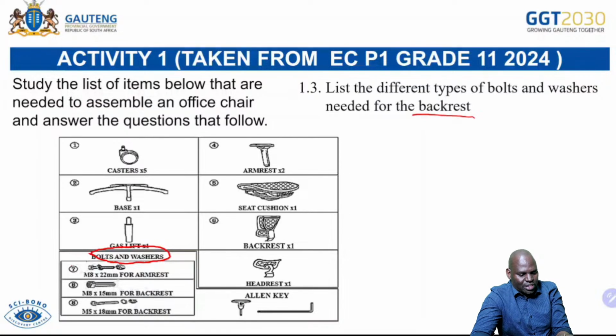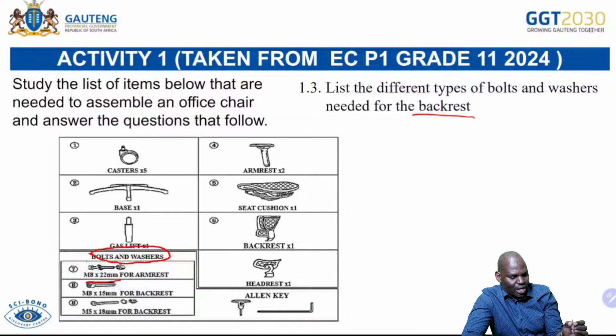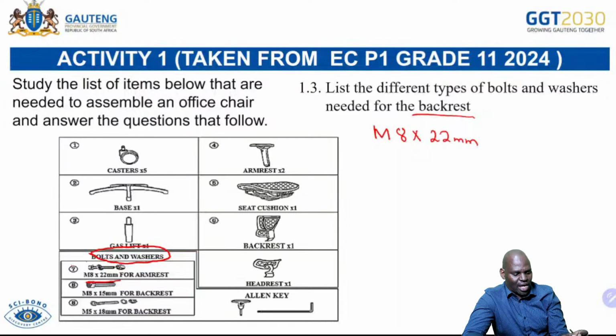If you look at this one, it says M8 by 22 millimeters. This one is 8 by 15 millimeters, and this one is 5 by 18 millimeters. So when they say list the different types of bolts and washers needed for the backrest, they're actually referring to the sizes that are indicated there. The first one is M8 times 22 millimeters. That is the first size. The next one is M8 times 15 millimeters.